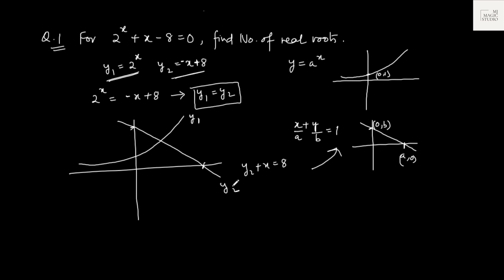Now this is y2. According to the given situation, y1 equals y2. And here we can see that y1 and y2 are intersecting at only one point. There is one point of intersection. That signifies that there is one real root, and there is only one real root of the given equation, and that is the solution.